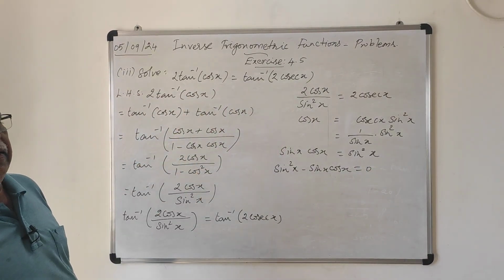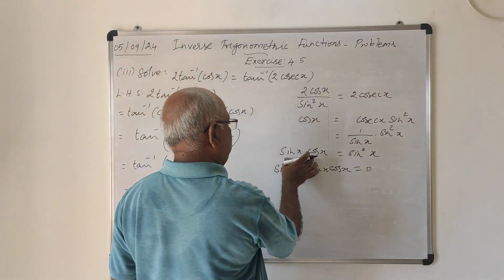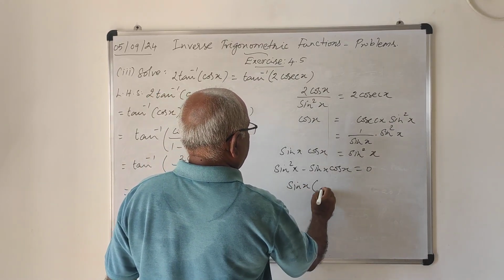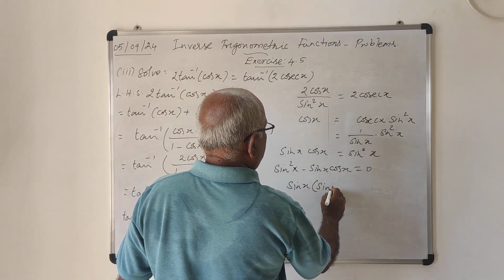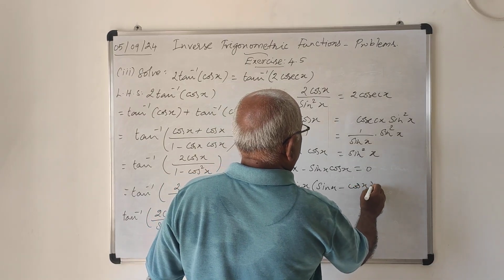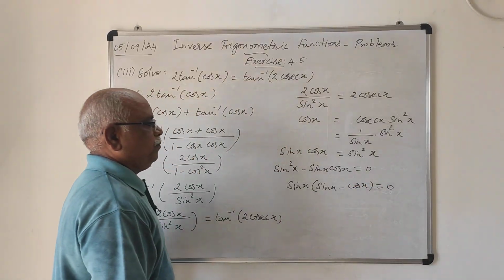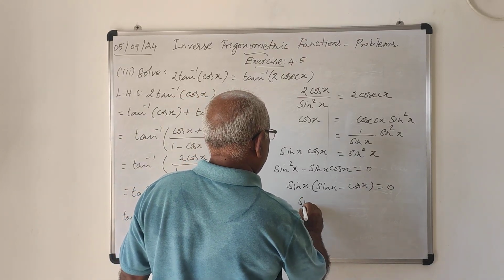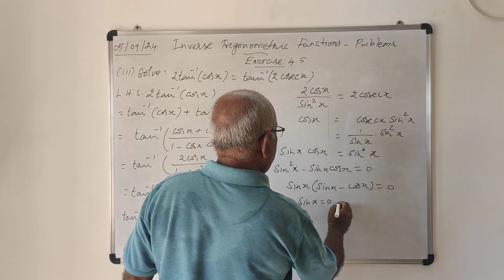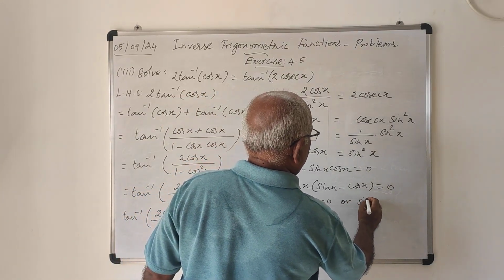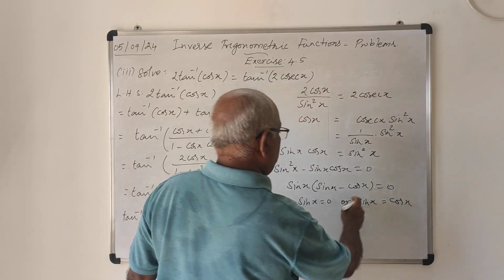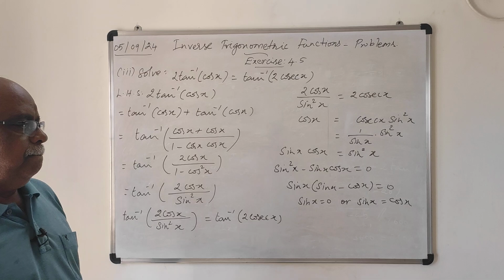Taking sin x as a common term, you will get sin x into (sin x minus cos x) equal to 0. From this expression you will get sin x equal to 0 or sin x minus cos x equal to 0, that is sin x equal to cos x.